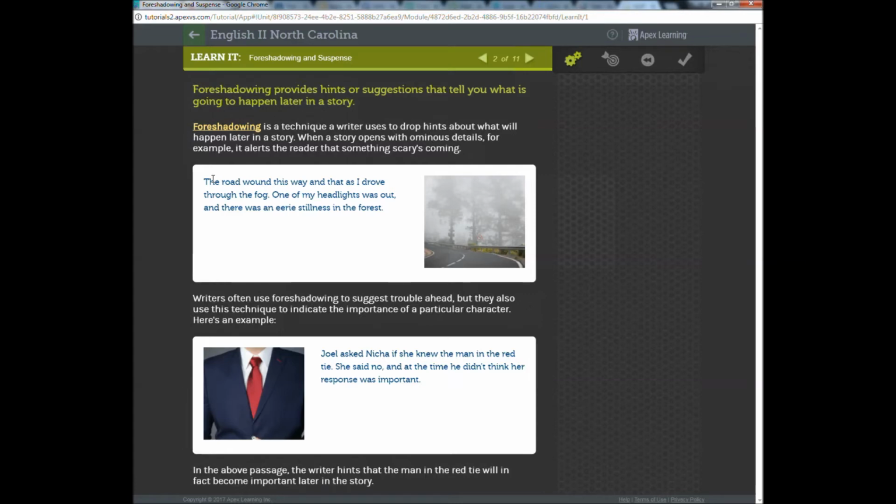So right now, the trick that the author's using is the setting. He's given us an image of the setting. So it's fog. It's a windy road. Ooh, that's a little dangerous. One of my headlights is out. There's stillness. So automatically, I have suspense. And now I realize the author is foreshadowing something is going to happen. They're giving me hints. The winding road, the fog, the headlights are out. All those are different hints. What is about to happen?